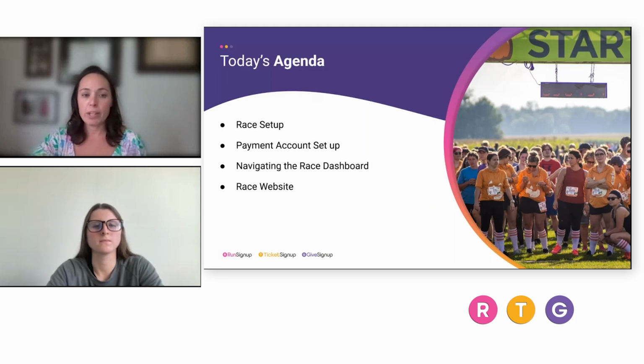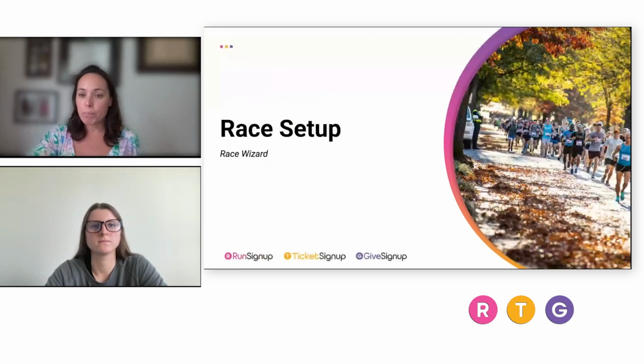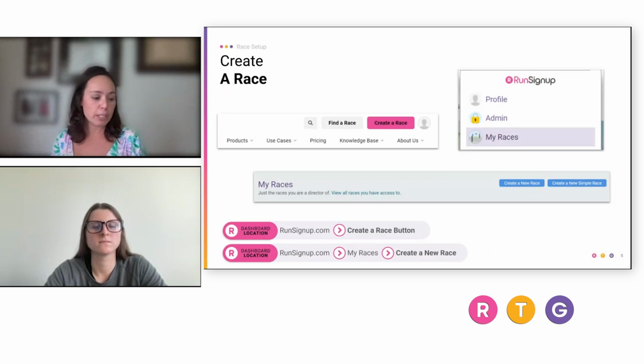So diving into that race wizard for our race setup, there are seven tabs that you're going to end up going through. The first thing that you do need to do, of course, is create a race. There's a couple of different ways that you can do this. If you're a first-time user and have never created a race before, you can do that just by going to runsignup.com, and there's that pink create a race button up at the top.